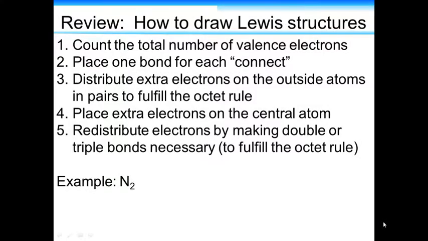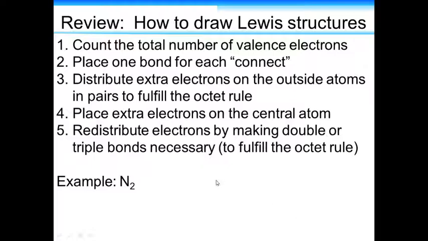First, let's review how to draw Lewis structures, as they'll be important in determining the shape of a molecule. First, count the total number of valence electrons. 2, place one bond to connect each atom to the central atom. 3, distribute the extra electrons on the outside atoms in pairs to fulfill the octet rule. 4, place extra electrons on the central atom. And 5, redistribute electrons by making double or triple bonds to fulfill the octet rule.